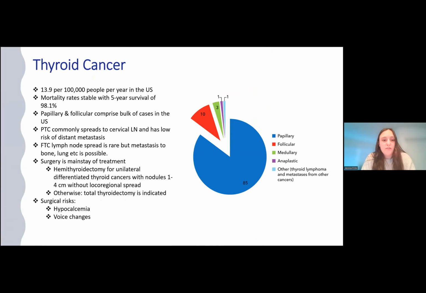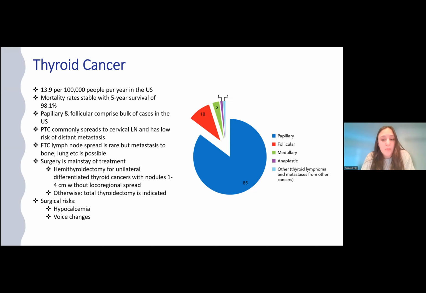So thyroid cancer, just wanted to talk a little bit about this as well, just because thyroid nodules, about 5% of them are due to thyroid malignancies. Thyroid cancers have a pretty great survival rate. The 5-year survival rate is about 98%. They're very easy to treat.